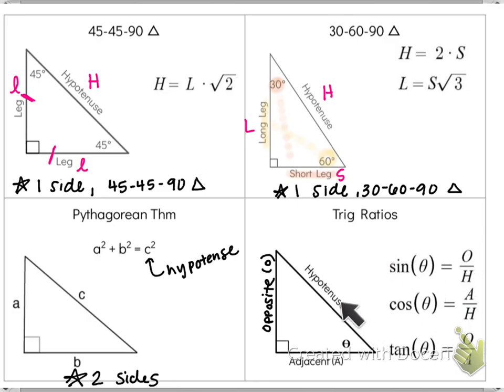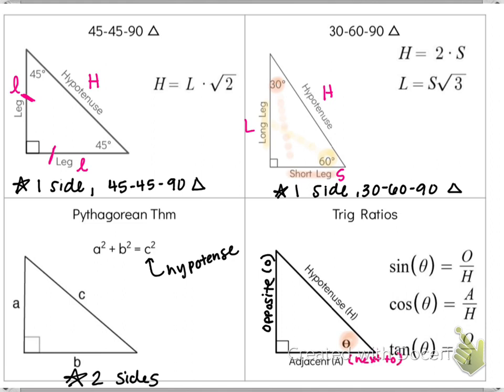The 3 labels for this one are hypotenuse, and that one we should know how to find. You look at your right angle, and right across from it is your hypotenuse. Now, to label O and A, that's going to depend on the angle, the theta, okay? So that angle is going to tell you where O is. Now, adjacent, that word adjacent means next to.